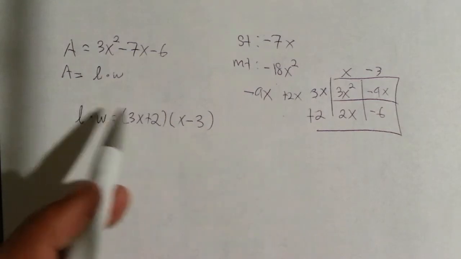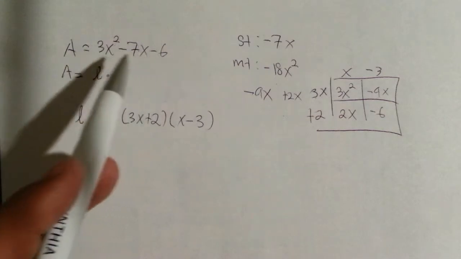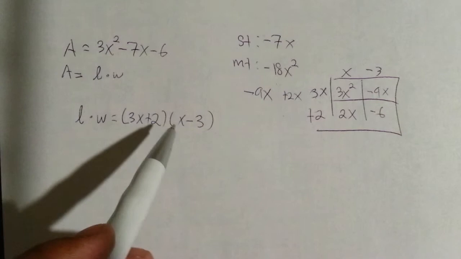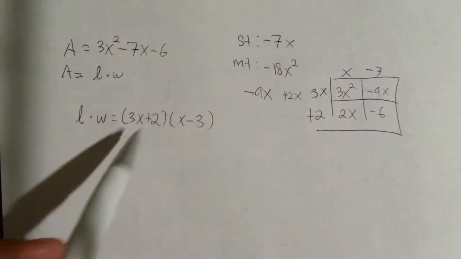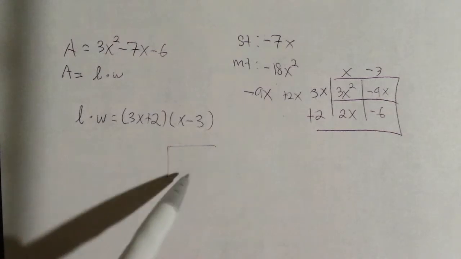So this kind of is a connection maybe to our algebra tiles. This could have been represented with algebra tiles. You would have filled them in, and then this would have been the corresponding length and width, along the side and the top. And if you multiply those out, you'd get your area.